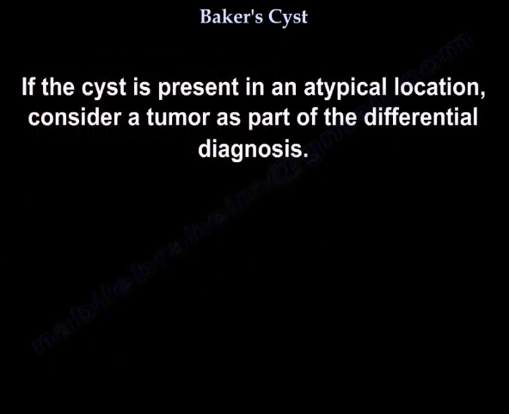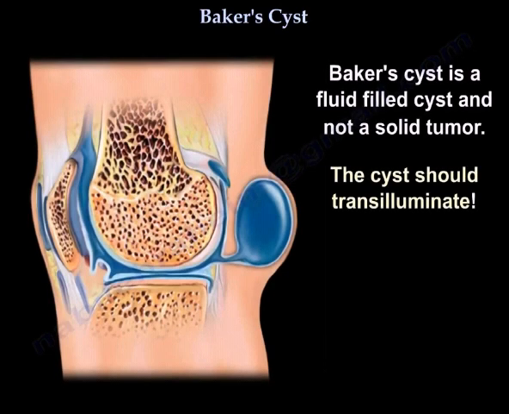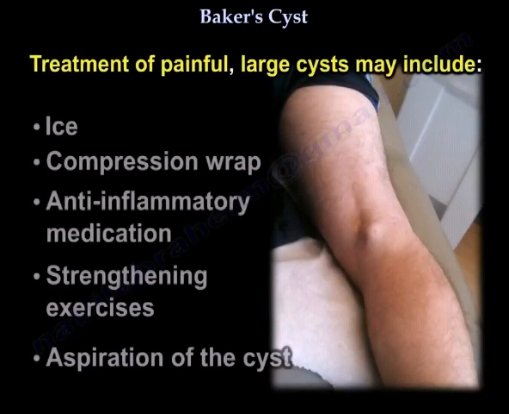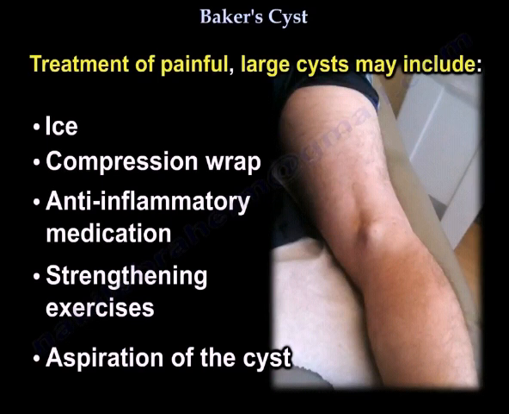If the cyst is present in an atypical location, consider a tumor as part of the differential diagnosis. Baker's cyst is a fluid-filled cyst and not a solid tumor. The cyst should trans-illuminate. So what is the treatment of a painful large cyst? Ice, compression wrap, anti-inflammatory medication, strengthening exercises, aspiration of the cyst.